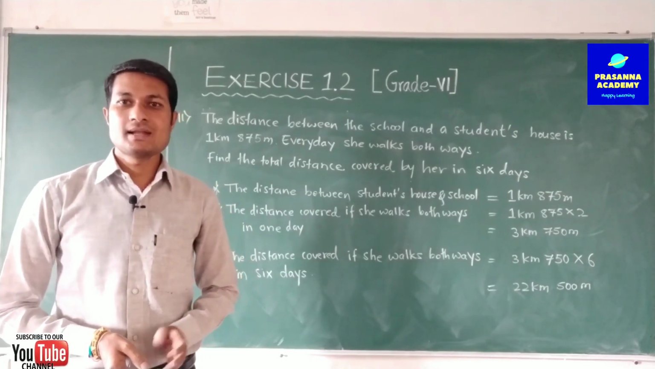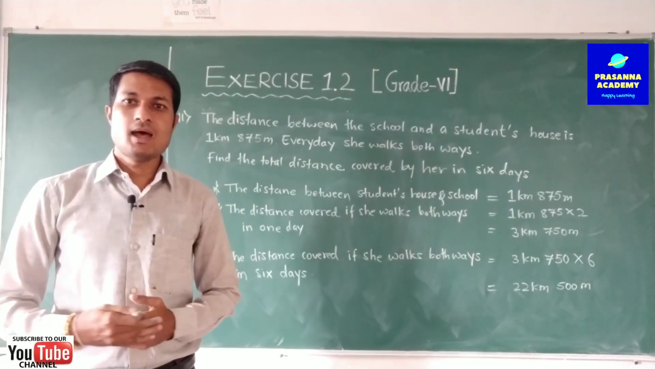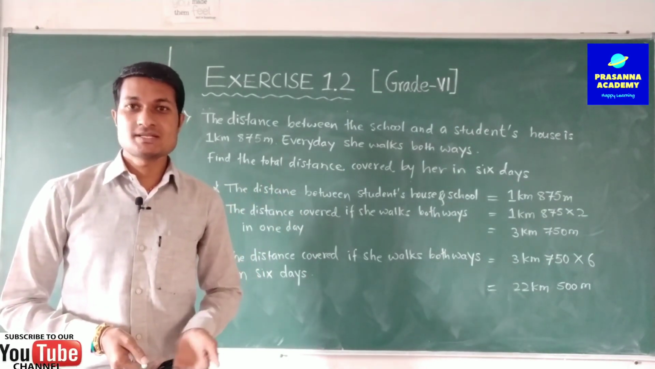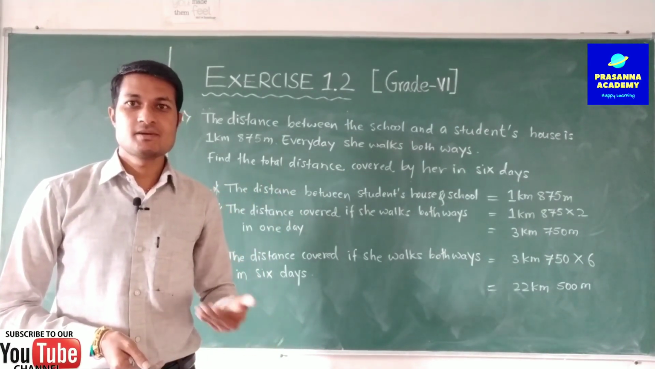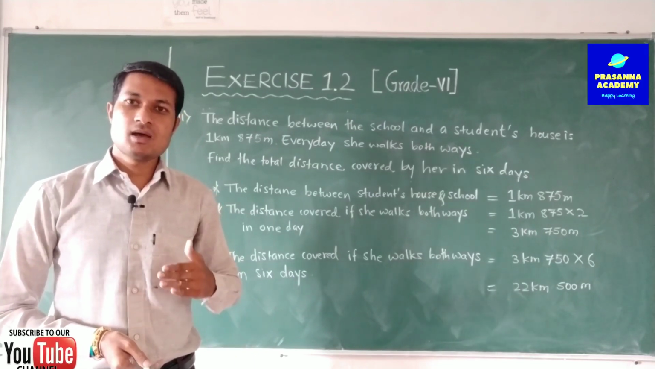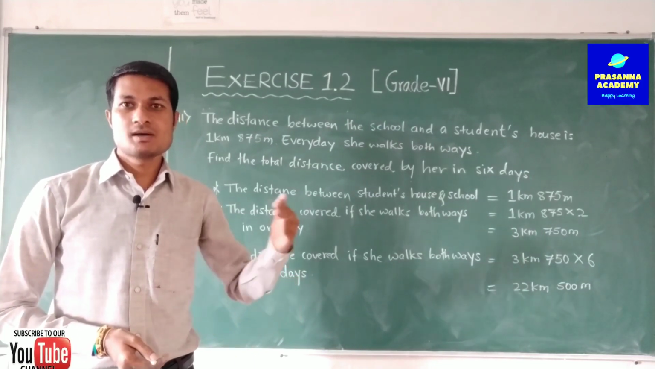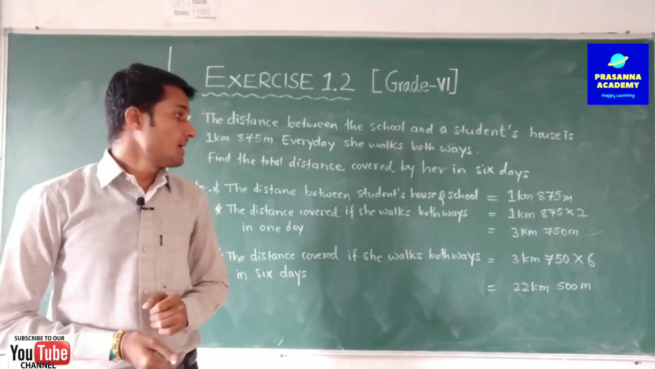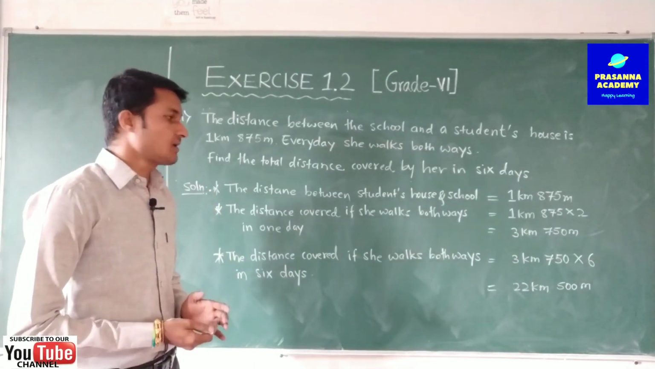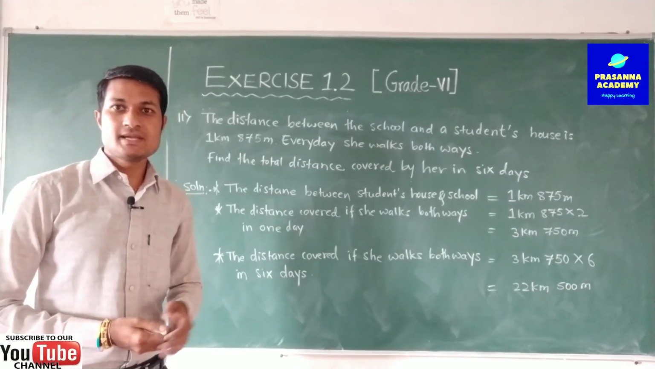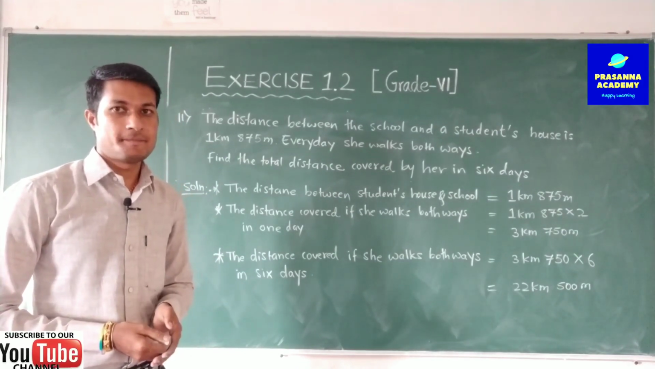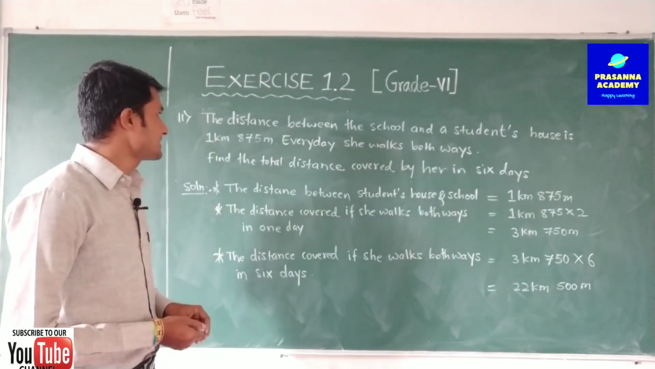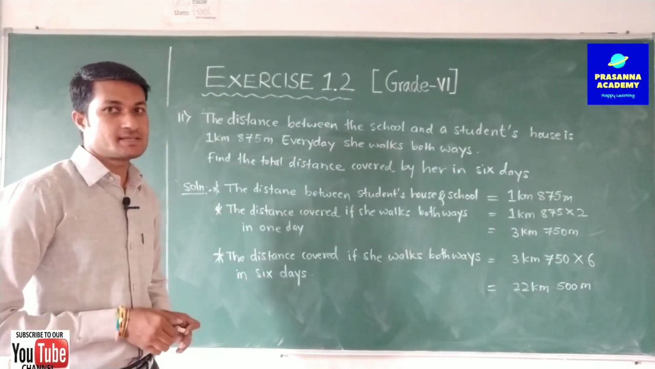So there is a girl, and the distance between her home and her school is 1 kilometer 875 meter, but she walks two ways, I mean both ways, from her home to the school and from her school to the home. So in this way she walks every day. But let's find out how much distance she will cover in 6 days, if she covers 1 kilometer 875 meter one side.